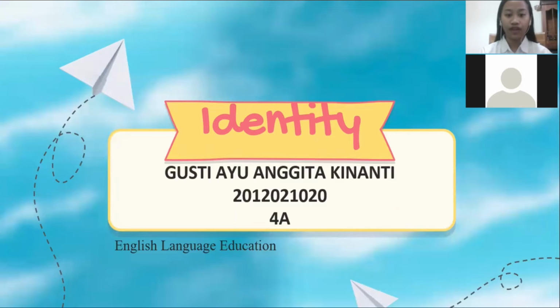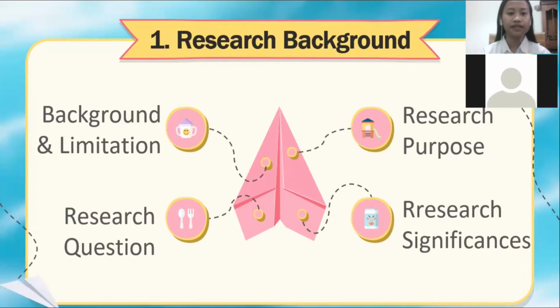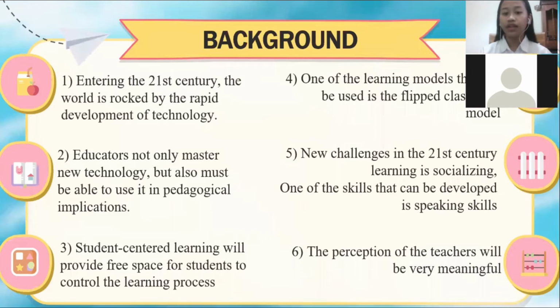For the first, I will explain the research background. In the research background, I will elaborate on the background interpretation, then the research question, research purpose, and research significance. For the first, I will elaborate on the background.